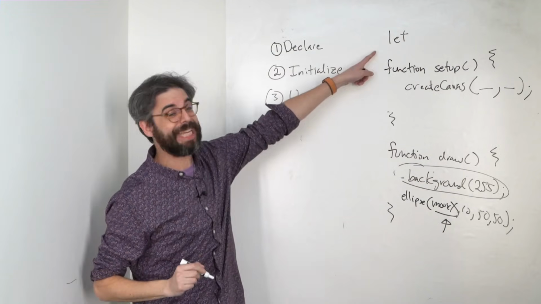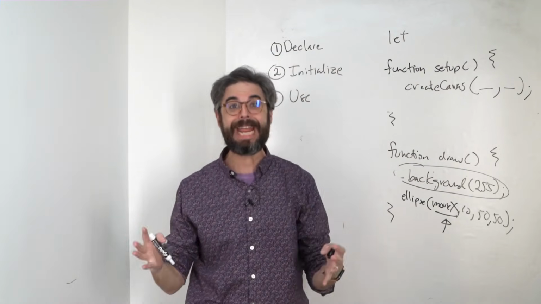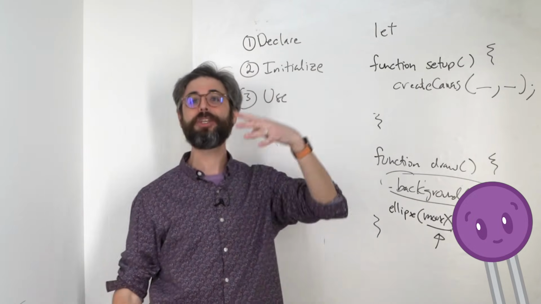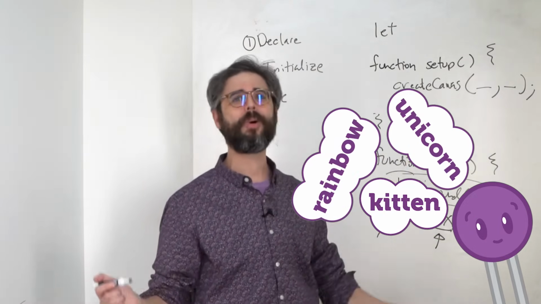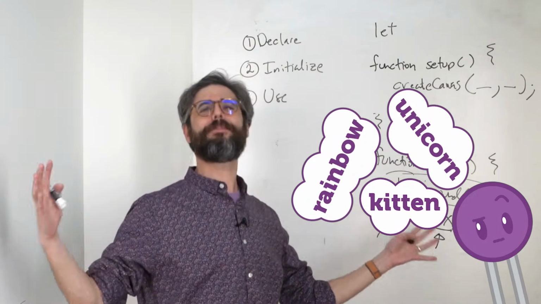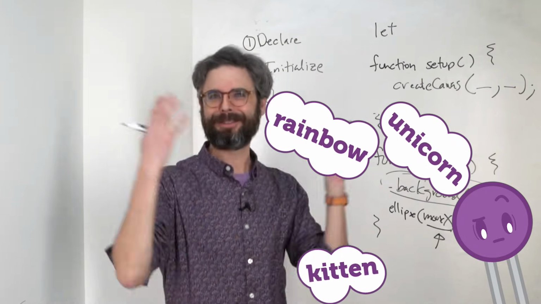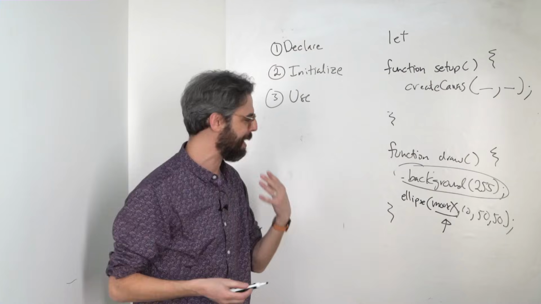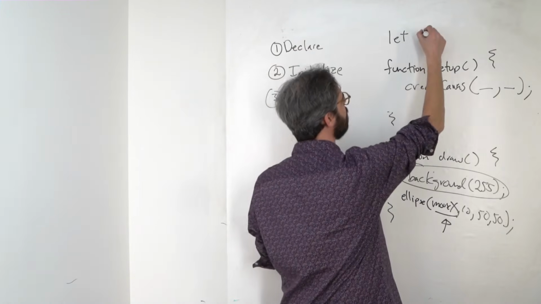In addition to the keyword let, I need to name the variable. The name can be anything I want. I can make up anything. I can call it unicorn or rainbow or kitten or soft furry puppy variable 12. Whatever I want it to be, I can make that up. I'm going to try to pick a name that makes sense. I will call this circleX.